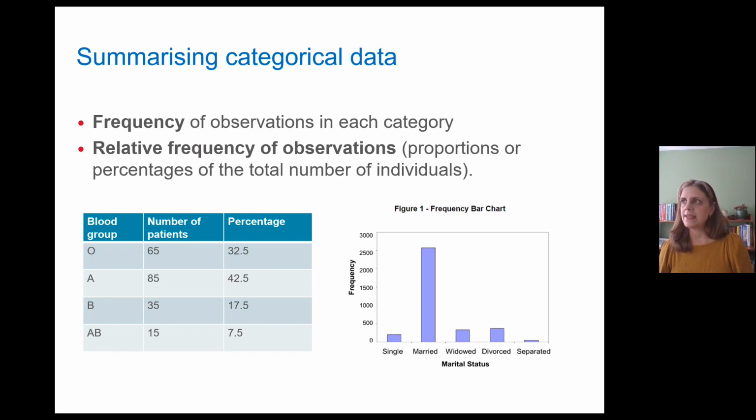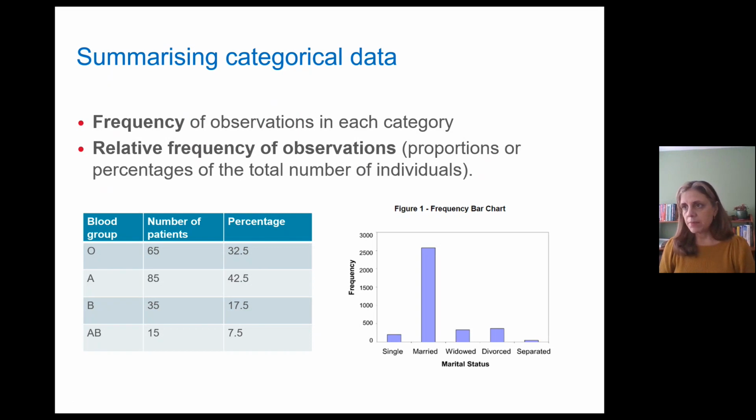When it comes to summarizing categorical data, what we usually do is to look at some sort of frequency of observations in each category. So how many people in your sample had each blood group, for example. And also we report some sort of relative frequency of the observations, so the proportion or the percentage of the total number of individuals who fell into each group. And both these numbers are really useful.